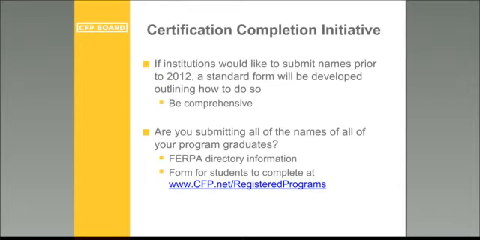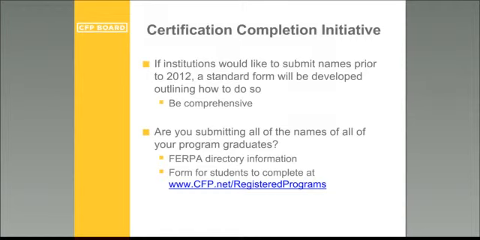Are you submitting all the names of all your program graduates? So this has come up a few times where some faculty are saying, well, we're submitting names of the students that we think are going to move on with certification. Well, then your numbers are going to reflect that. And it's really important that you submit all of the names.